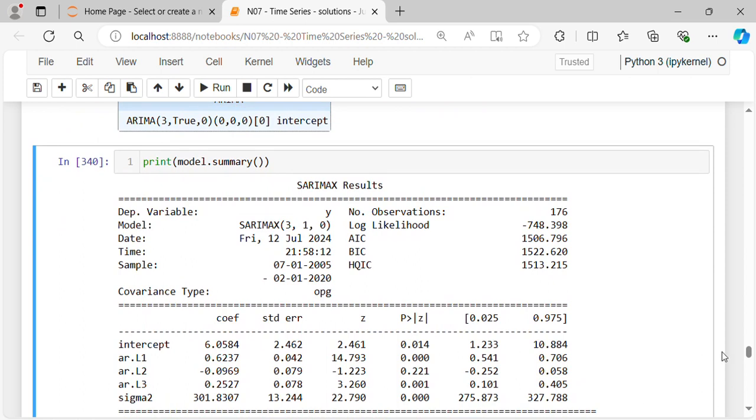Print model.summary. Number of observations is 176. Dependent variable is Y. Model is SARIMAX of (3, 1, 0). Log likelihood is minus 748.398. So AIC is 1506.796. BIC is 1522.620. HQIC is 1513.215.